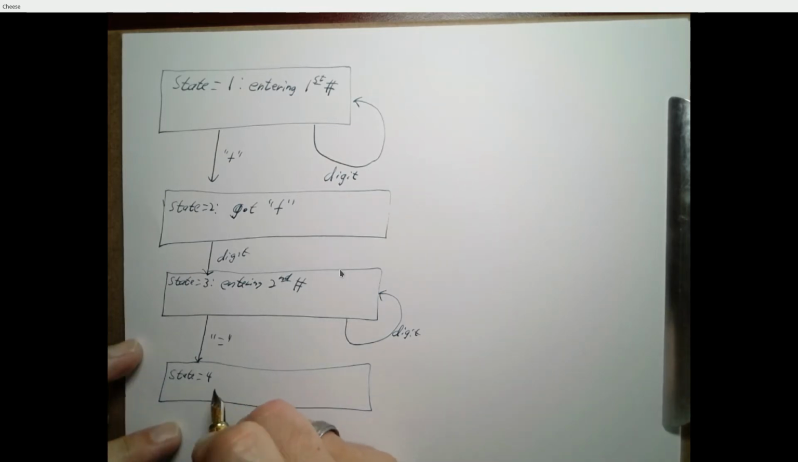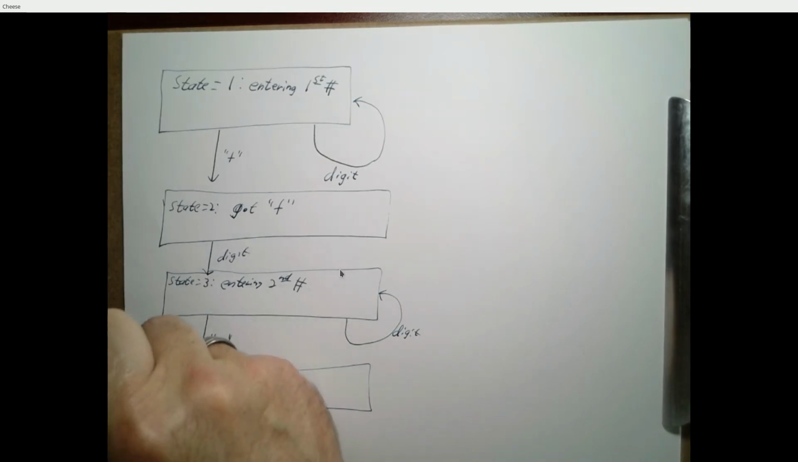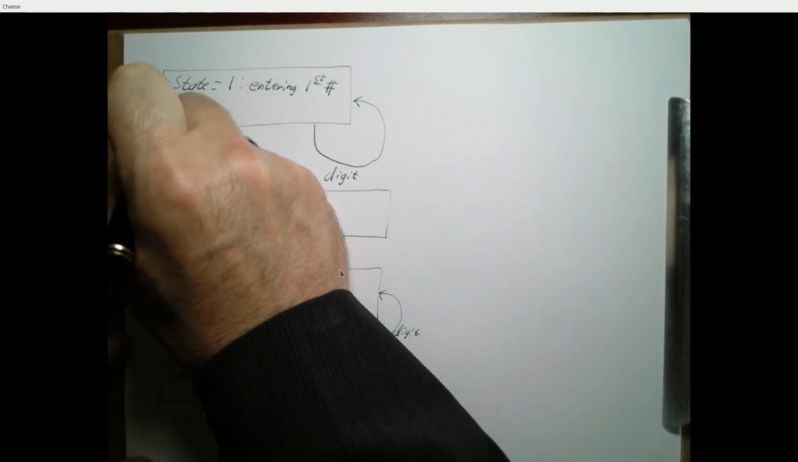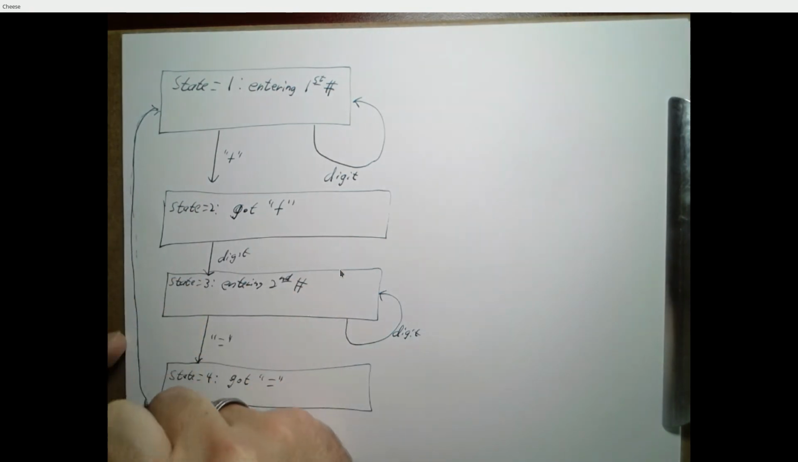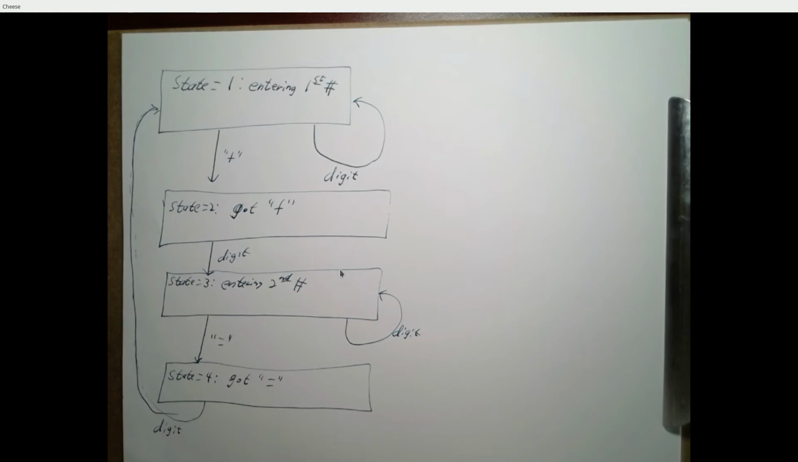All right, so state equals 4. We got our equals sign. And if they hit a digit after this, we're going to go back to our first state. So when they hit a digit, then we're back in state 1 where they're entering the first number.